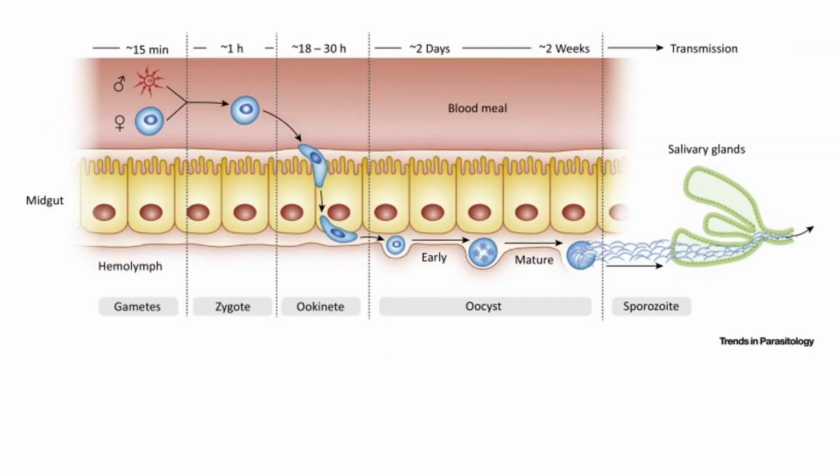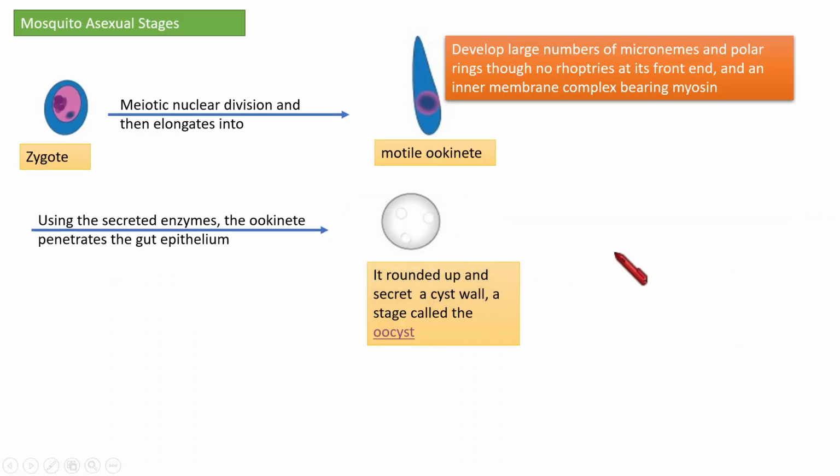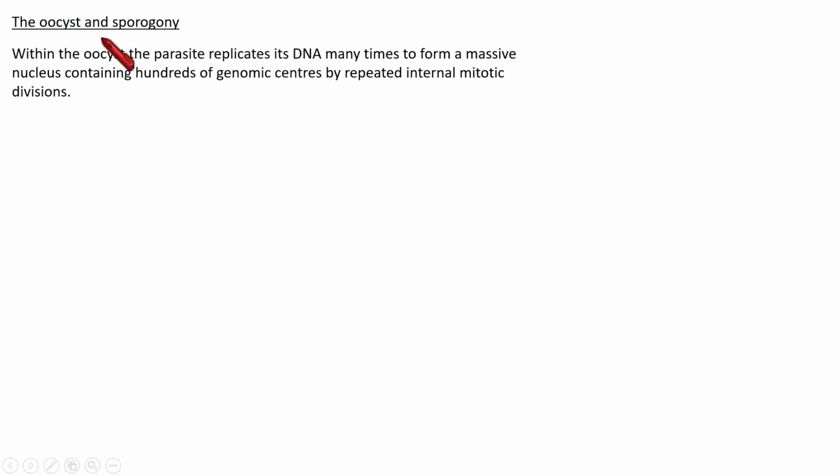I will show another picture of that. This is the oocyst stage. This ookinete is penetrating the gut wall and it creates a cyst and is encysted in the gut epithelium. So that is the oocyst stage. Then next, what are the other changes that happen after this oocyst?